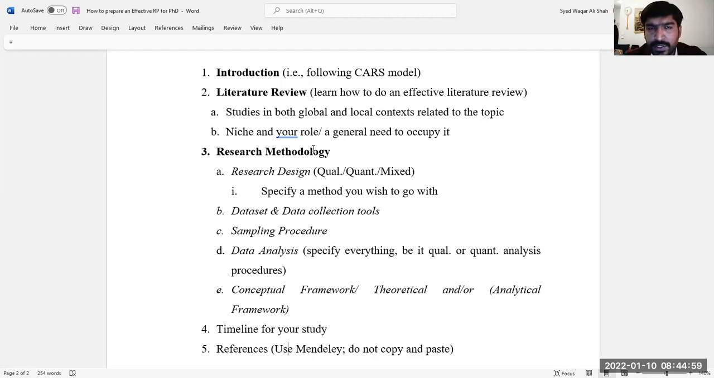But if it's action research, then the data set would be different. If it is a narrative analysis or a document analysis, then your data set would be different. So be clear about the data set that would be part of your study. And then tools: what kind of instruments would you employ in your study to collect data, whether they would be surveys, document analysis, or interviews.